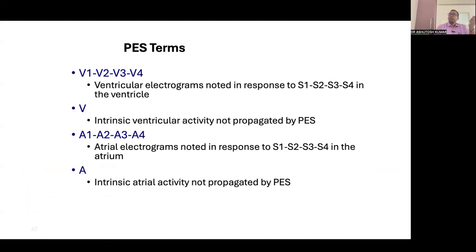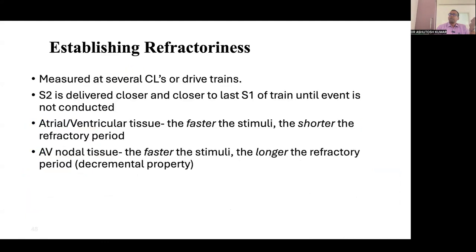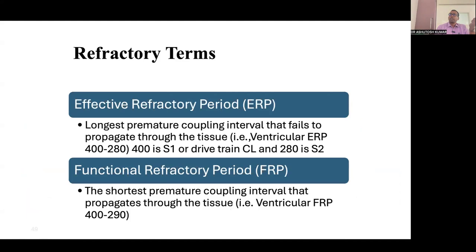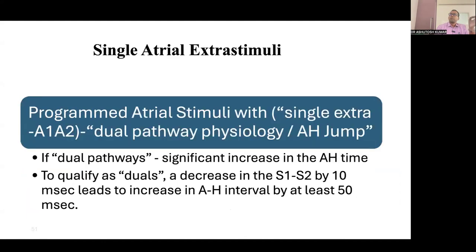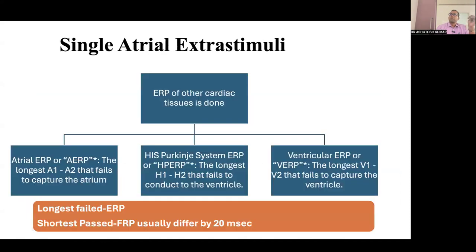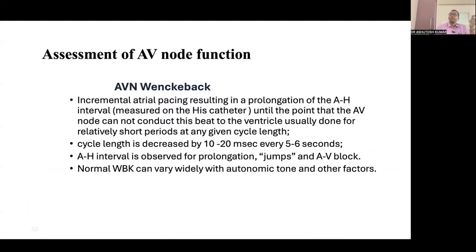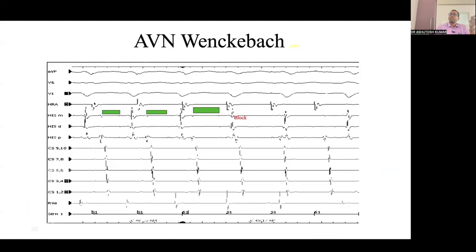Next class we'll be reading gap phenomena, the VT protocols, establishing the refractory period, and what the refractory period is of the different tissues. Sensing is performed, and single atrial extra stimulus, how we are going to identify. Okay. So these are the things that will be coming in the next class.